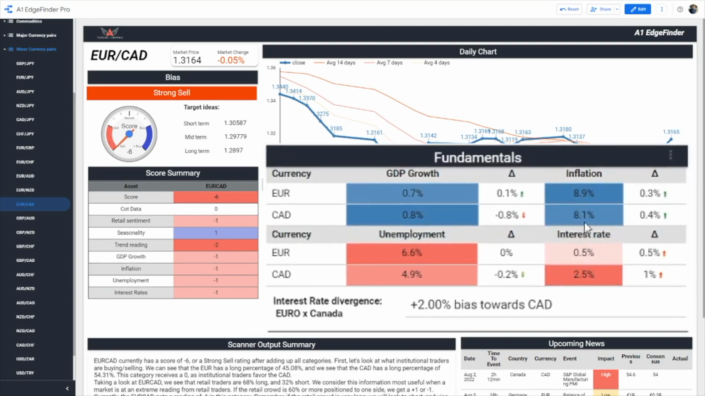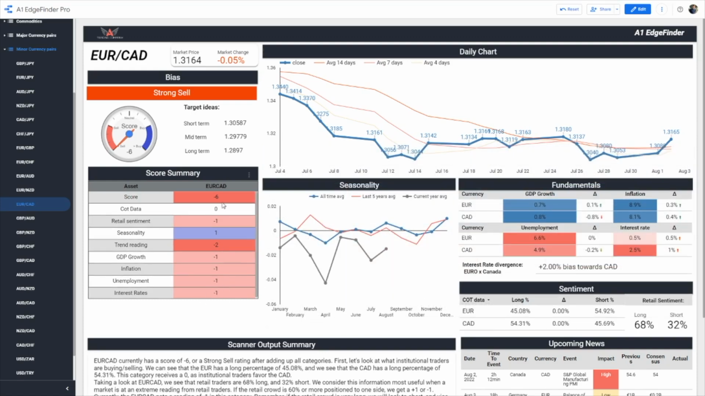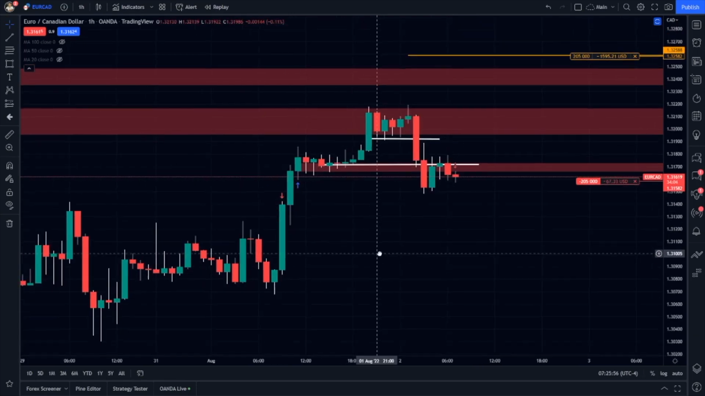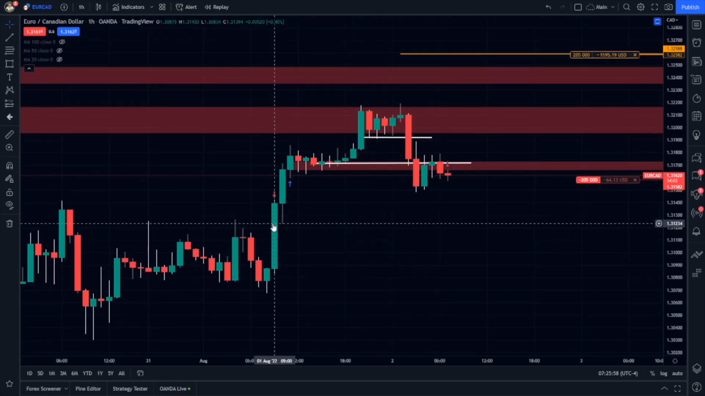We have inflation lower in Canada, which favors Canada, so those are giving positive indicators towards shorting the euro and buying the Canadian dollar. Unemployment is lower in Canada. That's strong for an economy. And then interest rates are higher in Canada. That's attractive for foreign investment. All of these components go into what makes our score, and then we're able to take that and apply our logic to the chart. So again, that's the reason behind the trade.